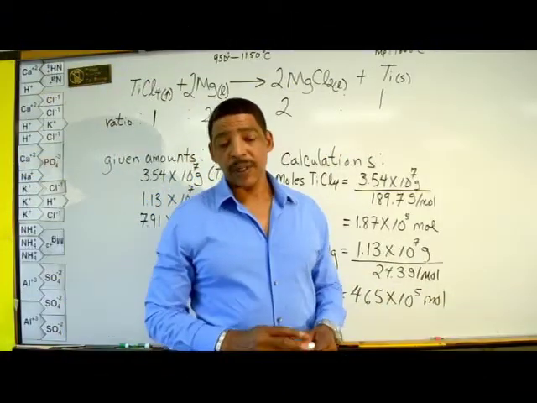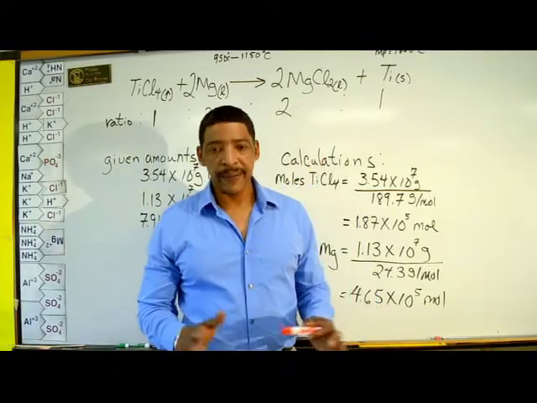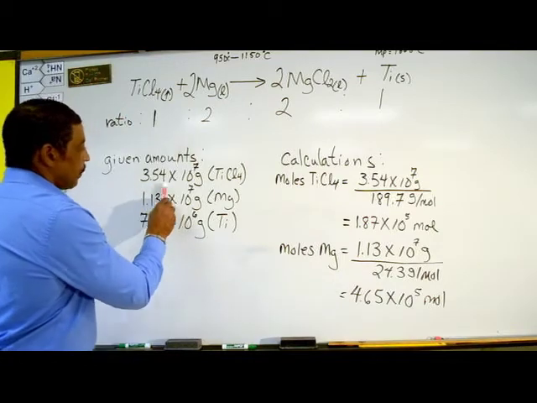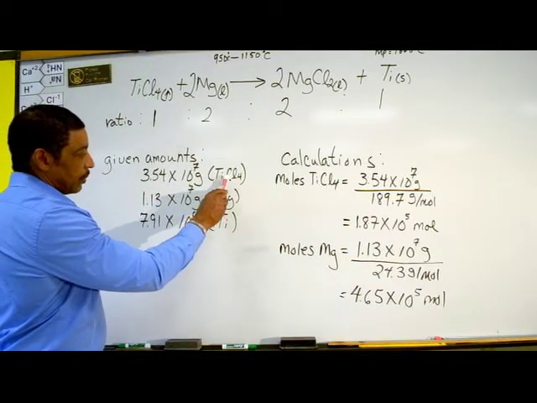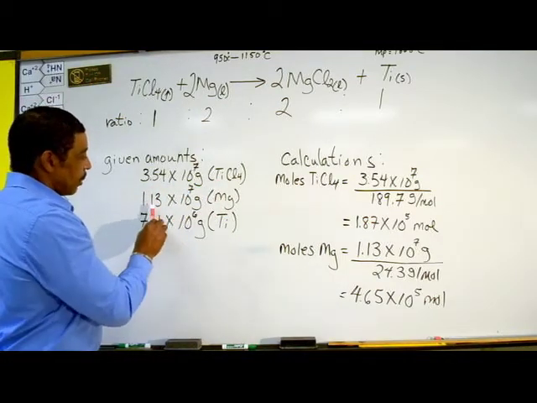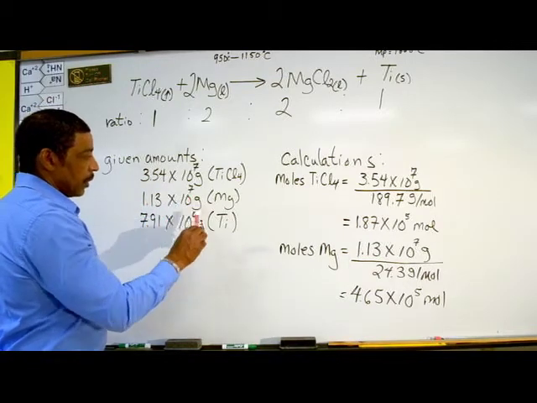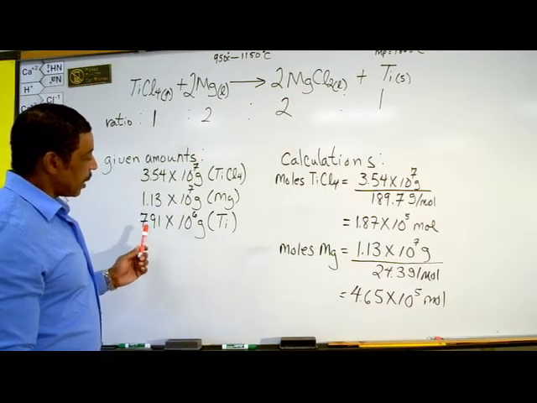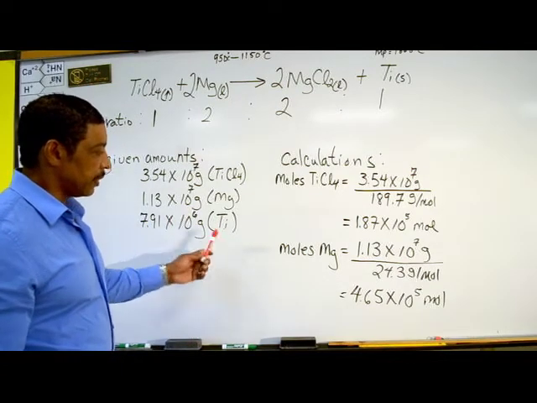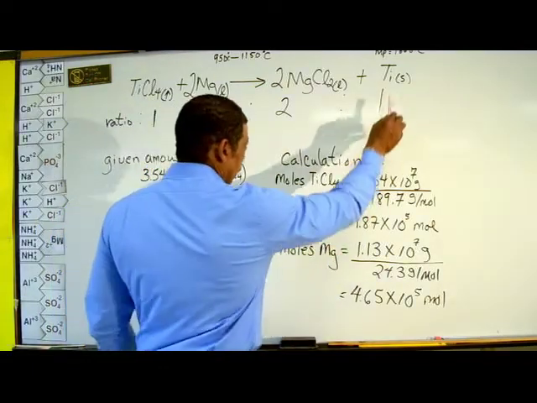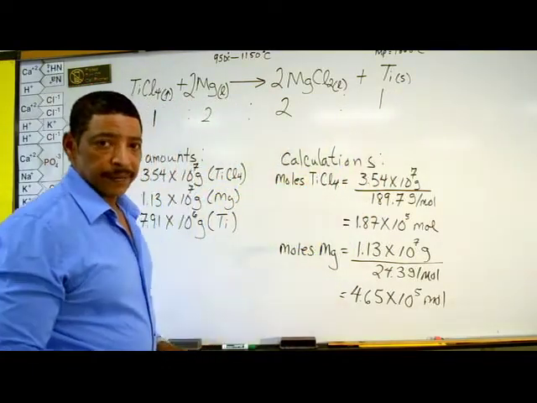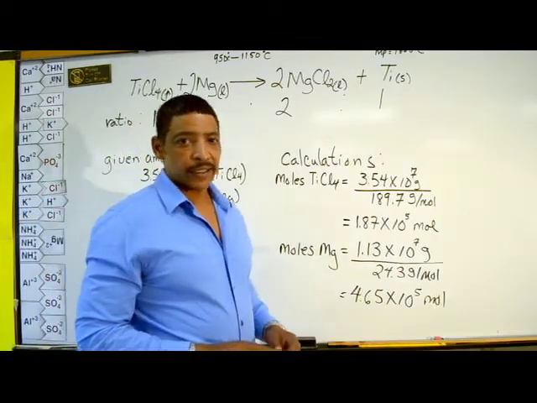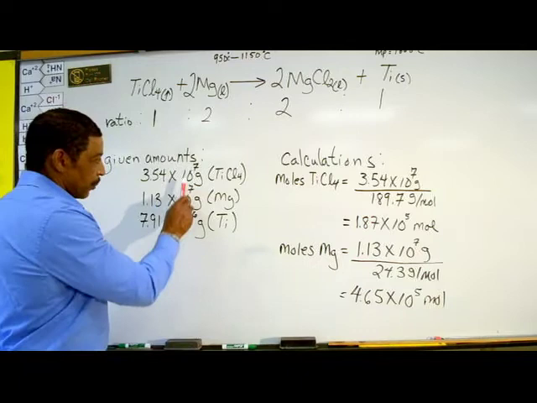Now that we have a balanced equation and a molar ratio, we may begin our calculations, where in the information we were given 3.54 times 10 to the 7 grams of titanium 4 chloride and 1.13 times 10 to the 7 grams of magnesium. Additionally, we were given 7.91 times 10 to the 6 grams of titanium that was obtained as a product. So, the first step is to determine the limiting reagent, since we're given information about both reactants.